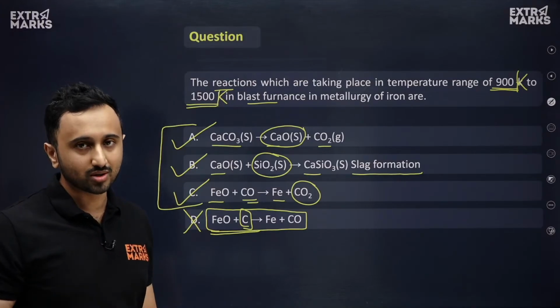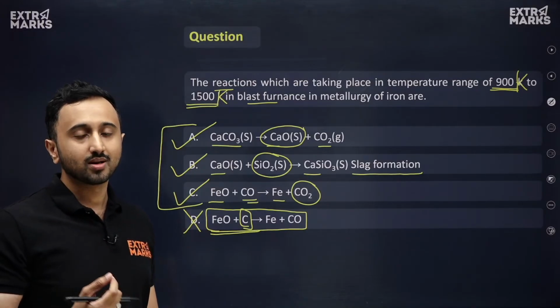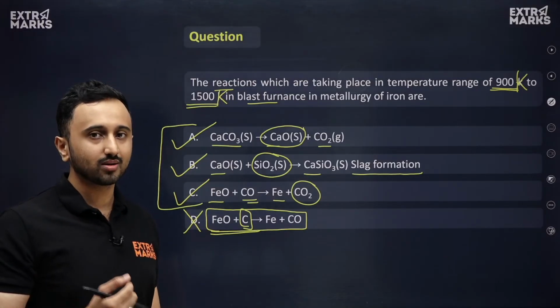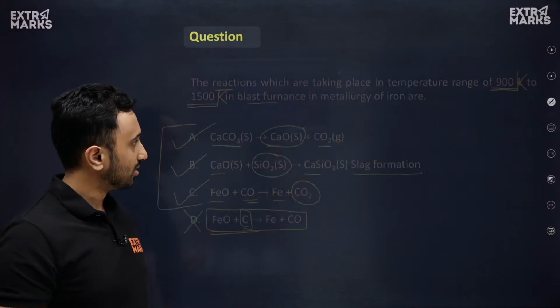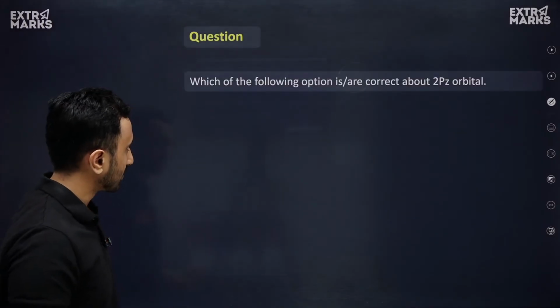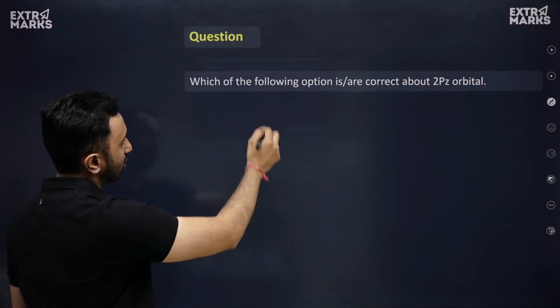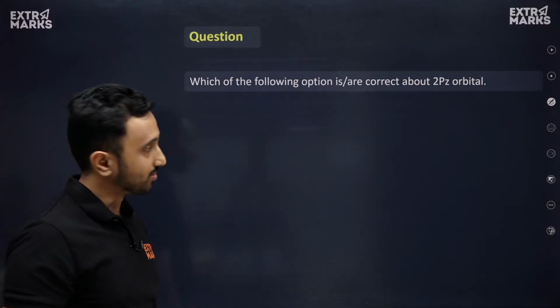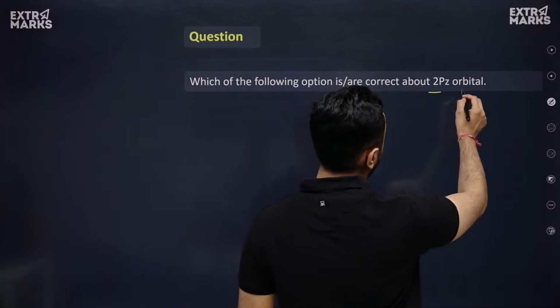So a very simple question, right? If you know the technical details, then you can easily do this question. Let's move to the next question. Which of the following options are correct about 2pz orbital?